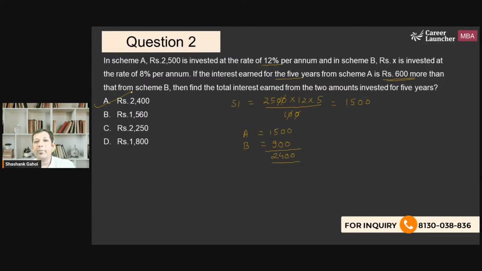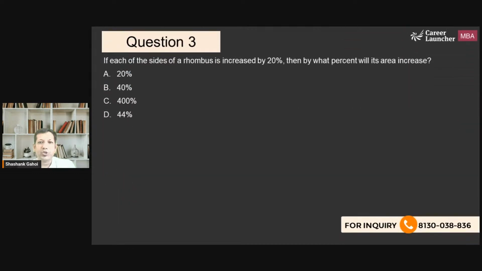So basically what people generally do is calculate the interest amount from scheme A, then scheme B, then take the difference, then calculate the value of X, and then actually calculate the interest amount. But that's not needed. We can directly solve this question because I don't need the value of X. Okay, now let's move on to the next question.